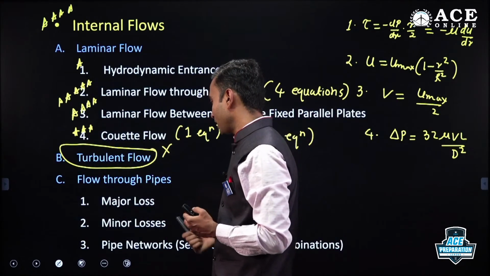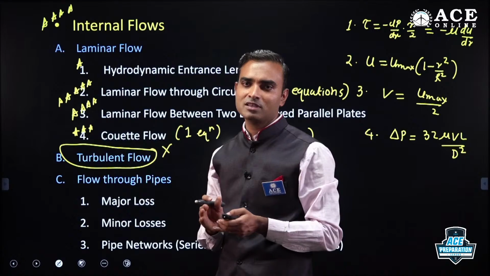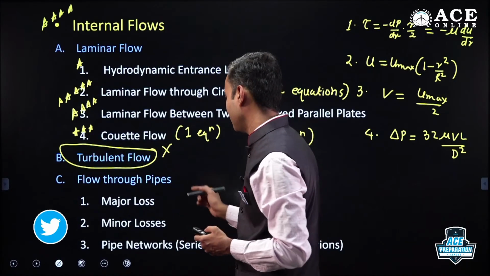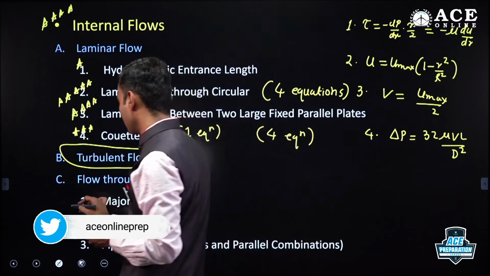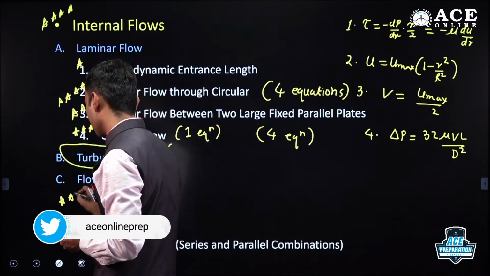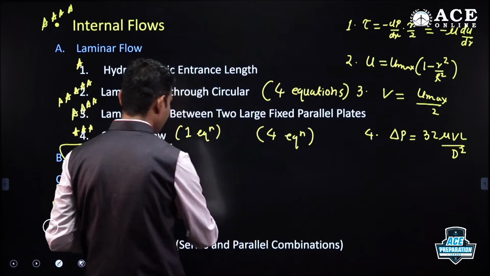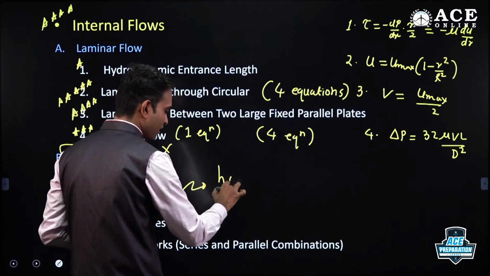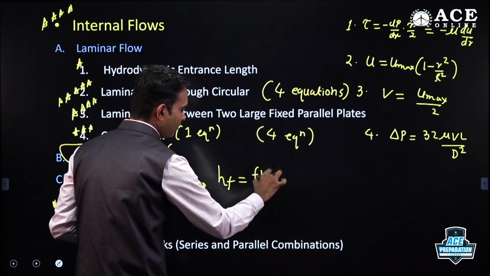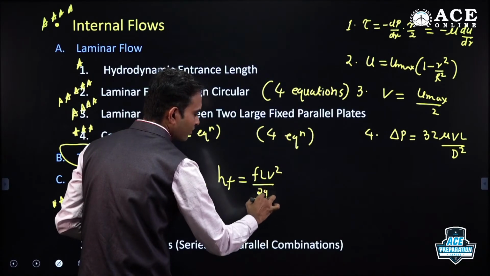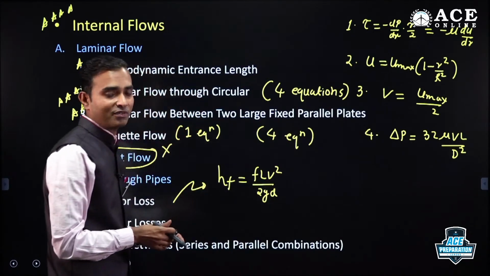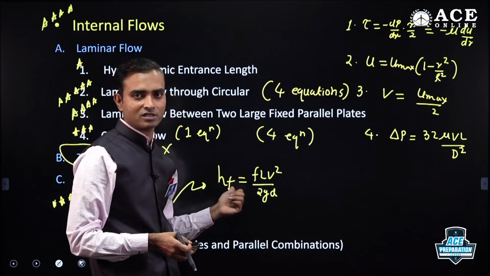Come to flow through pipes. This flow through pipes, this is also short and sweet chapter. So maximum questions you will get on major loss. So I will give 5-star weightage for this major loss, and for major loss there is only one equation. hf is equal to f L V square divided by 2 g D. So based upon this simple and popular equation, you will get maximum questions.